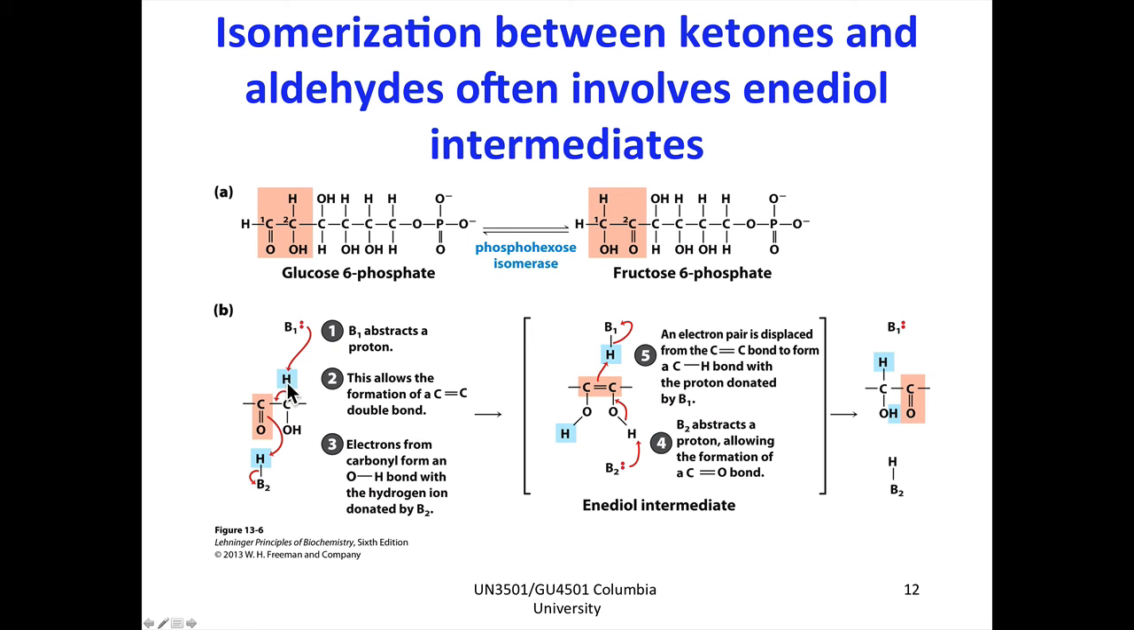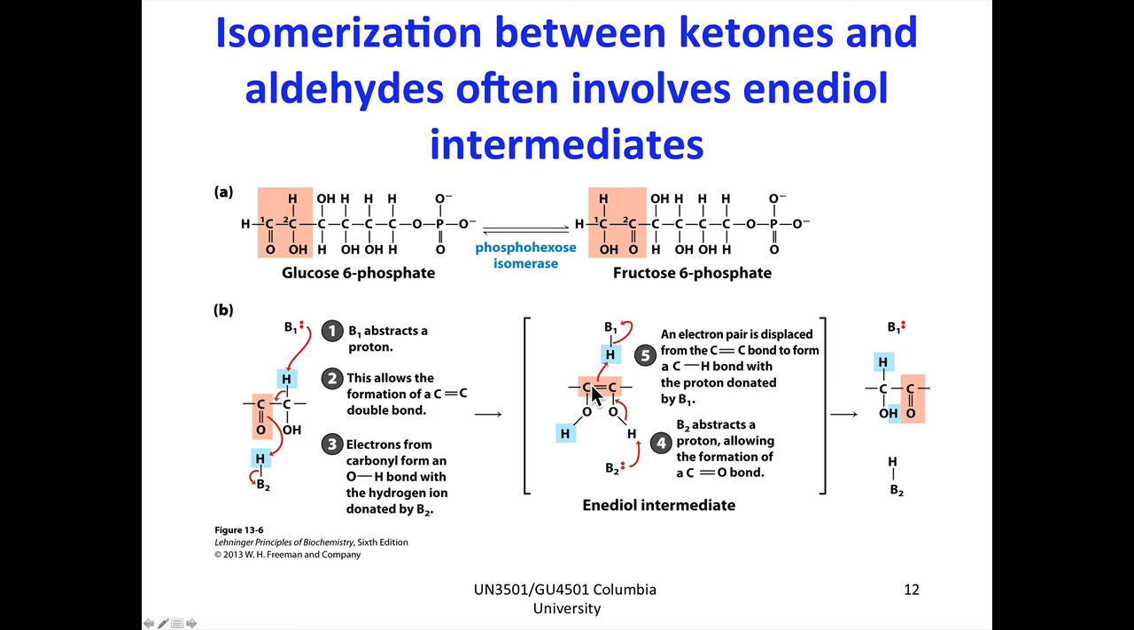If we deprotonate the alpha carbon with a base, we can generate the enolate form. If we protonate that, we have the enol form. So look here on the right, we made the enol form of glucose. We have the double bond and the OH. This is the enol form of glucose.